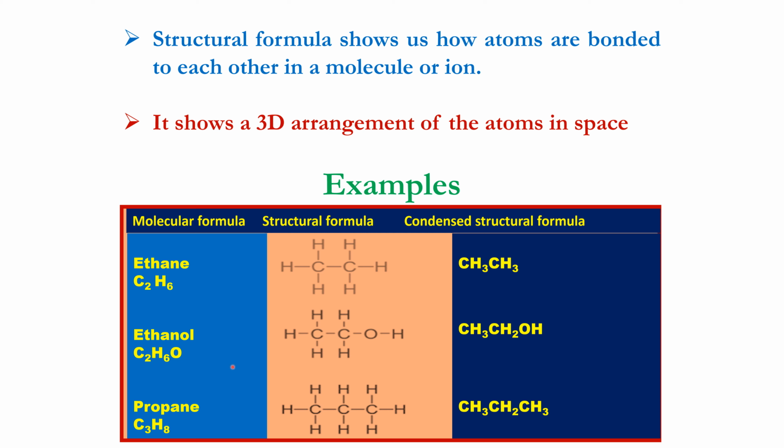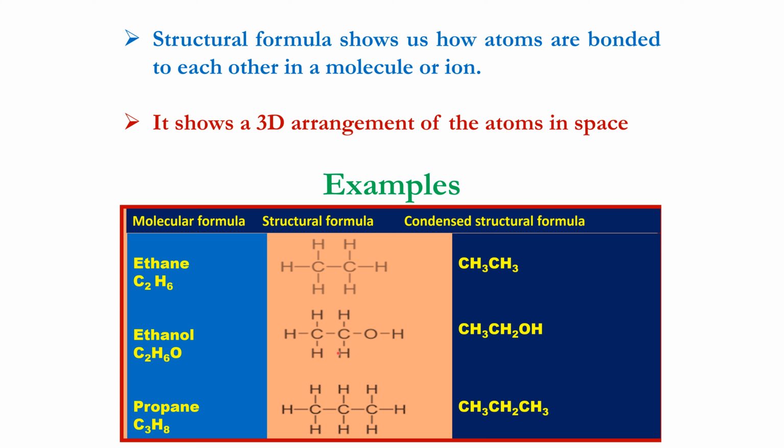So let's have a look at this one. This is ethanol. The molecular formula for ethanol is C2H6O. The structural formula, like I said earlier, you need to draw it in such a way that the bonding between the elements will be shown. And you must not increase or decrease the number of elements in the molecular formula. It must be exactly the same number of elements that is shown in the molecular formula.